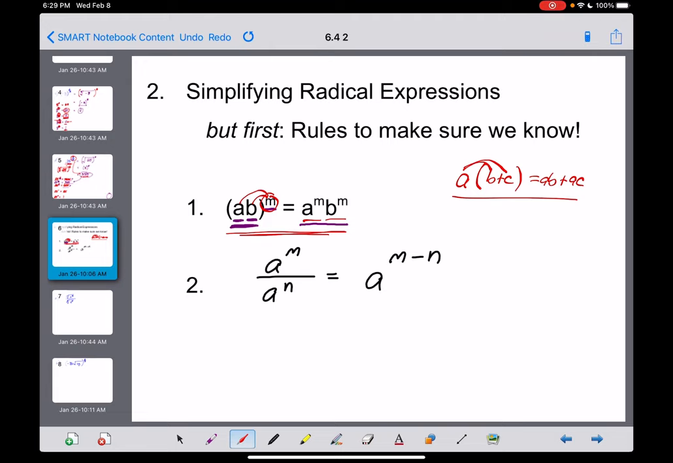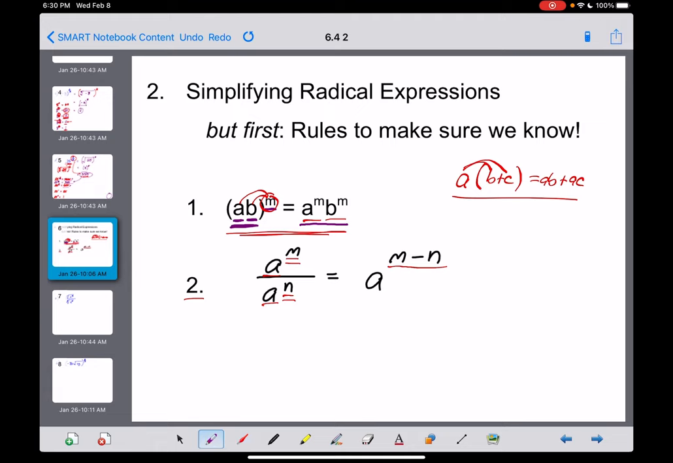The second property, this one right over here, deals with the division of monomials that have the same base. All right, we have a to the m power divided by a to the n power, and that becomes simply a to the m minus n. We take the numerator exponent minus the denominator exponent and write our answer that way.